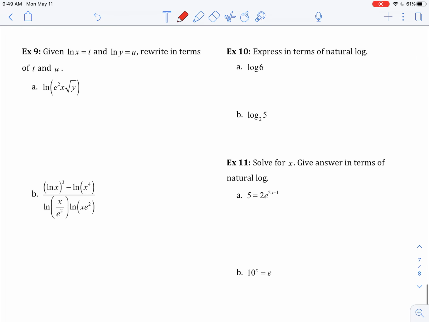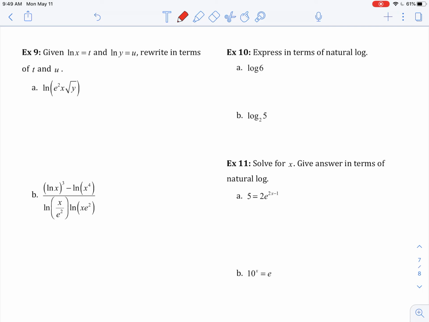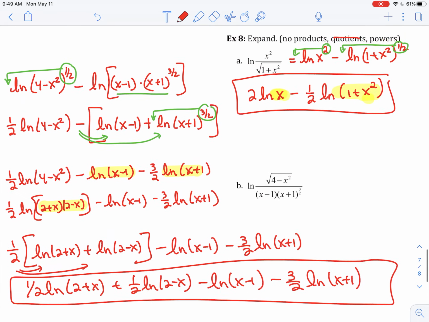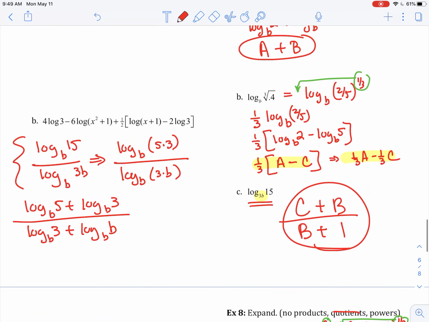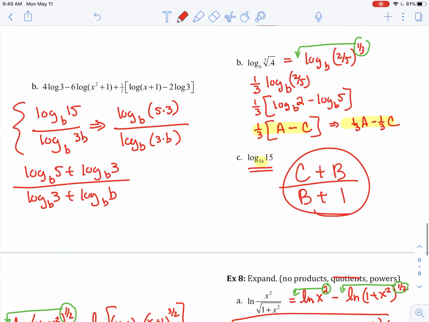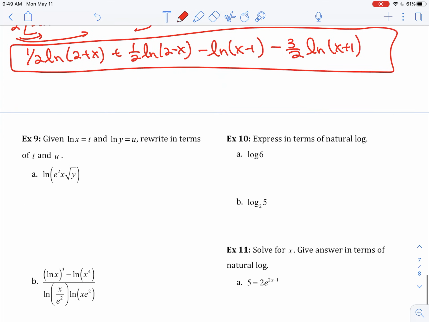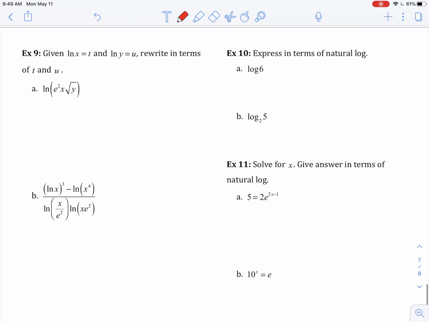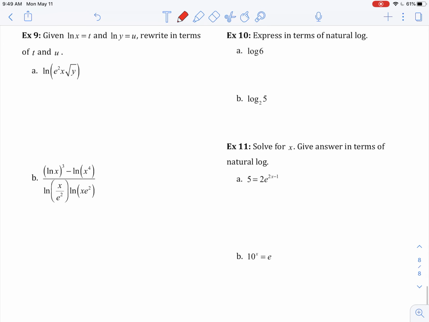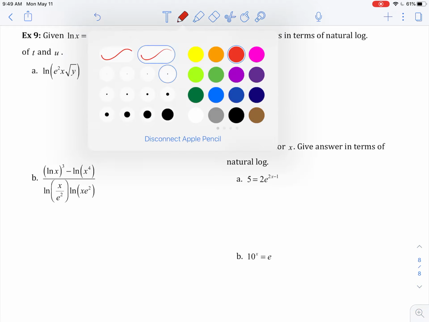Okay, on number 9. 9 is very similar to what we just did with our A's, B's, and C's on number 7. We're just now working with natural log. I'll let you do A, and I will jump down to B.